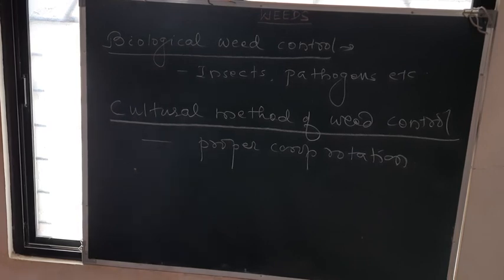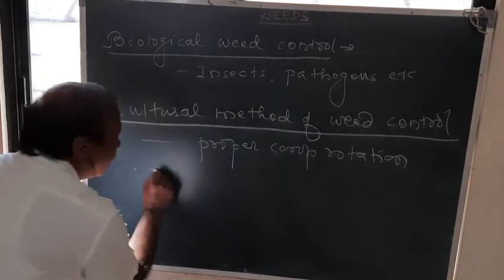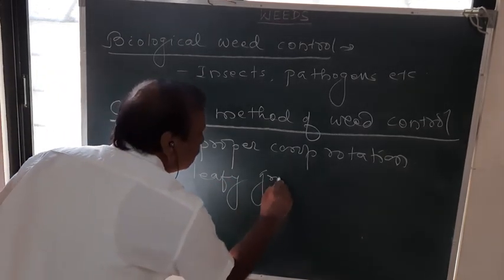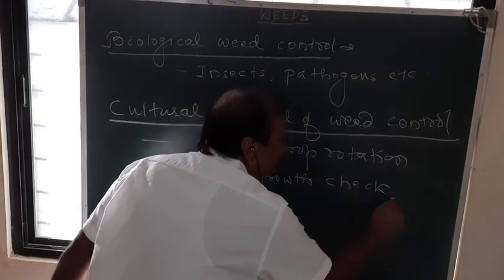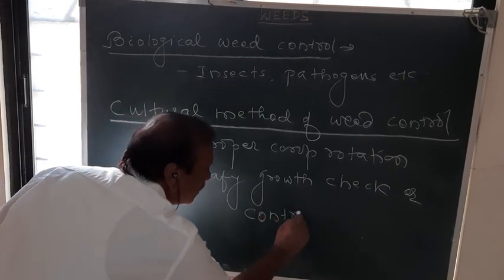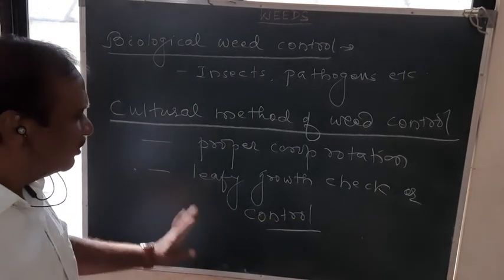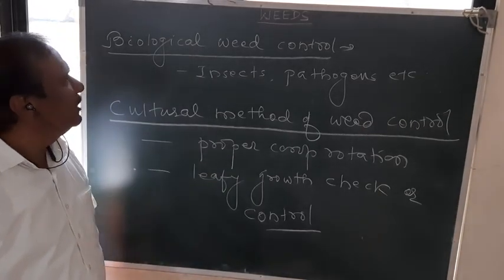Either annual or perennial weeds have free growth, so intercrops like potato or groundnut, which require digging of the soil, help in reducing weed infestation. Growing crops like sunhemp, which have very vigorous and leafy growth, help in checking the weed. Leafy growth controls the growth of the weed. So this is in short about the biological method of weed control.